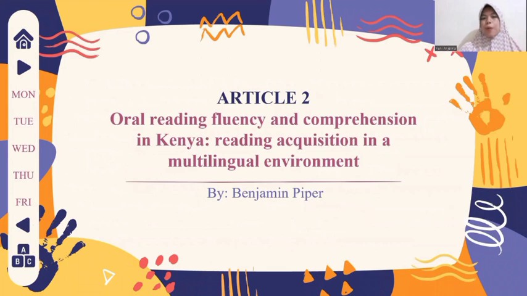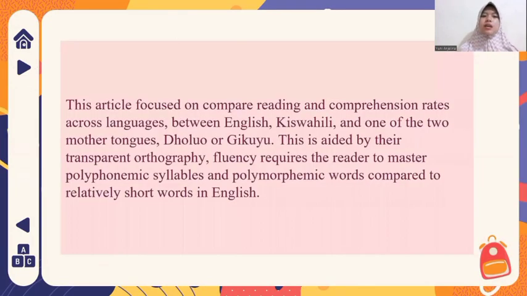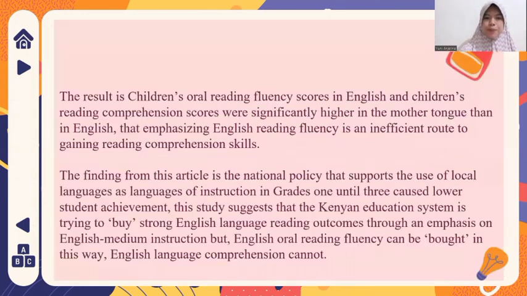Next, Article 2, Oral Reading Fluency and Comprehension in Kenya, Reading Acquisition in a Multilingual Environment. This article focuses on comparing reading and comprehension rates across languages: English, Kiswahili, and one of the two mother tongues, such as Dholuo or Gikuyu. This is aided by their transparent orthography. Fluency requires the reader to master polysyllabic and polymorphemic words compared to relatively short words in English.